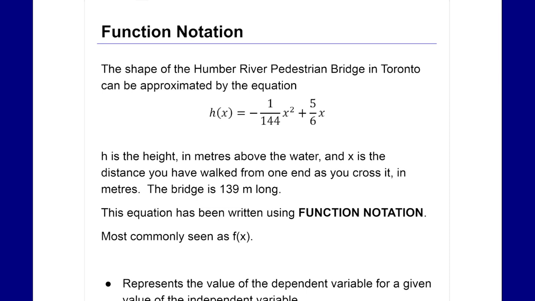The shape of the Humber River pedestrian bridge in Toronto can be approximated by the equation h(x) = -1/144 x² + 5/6 x. H is the height in meters above the water, and x is the distance you have walked from one end as you cross it, in meters. The bridge is 138 meters long.